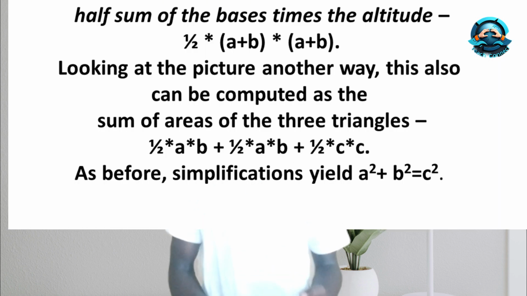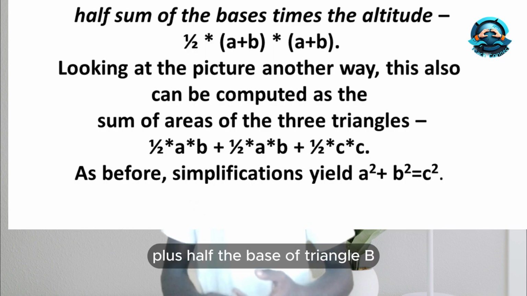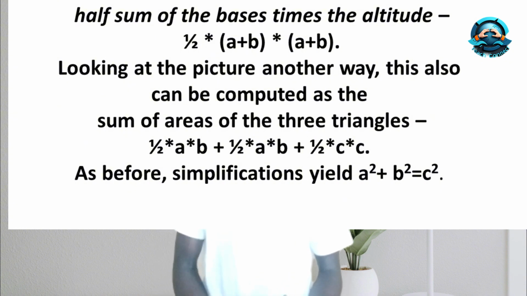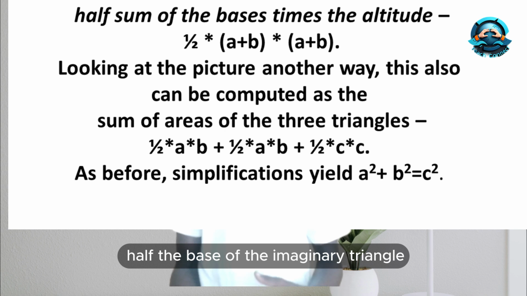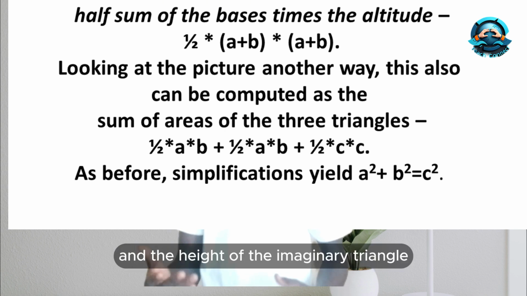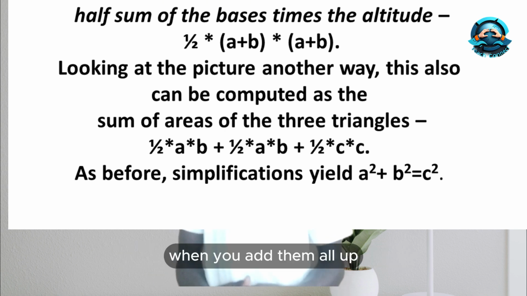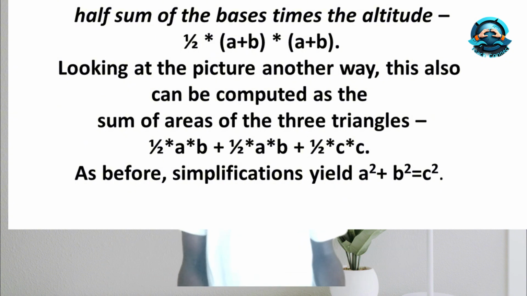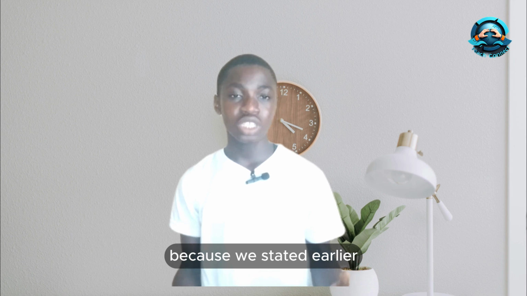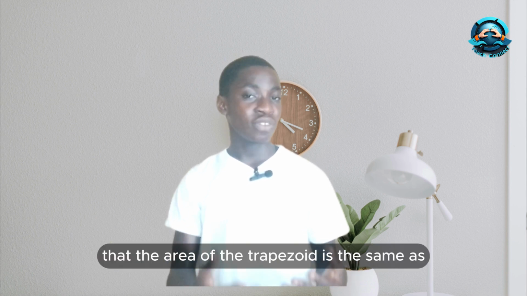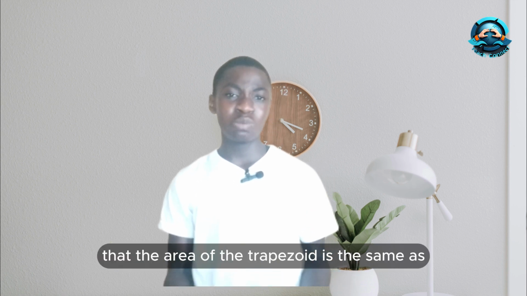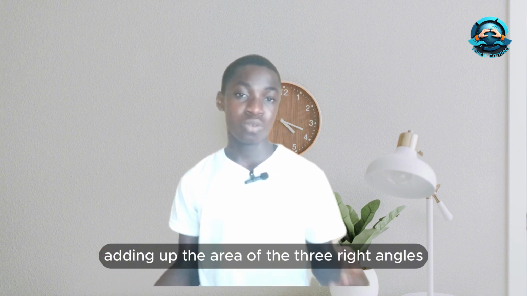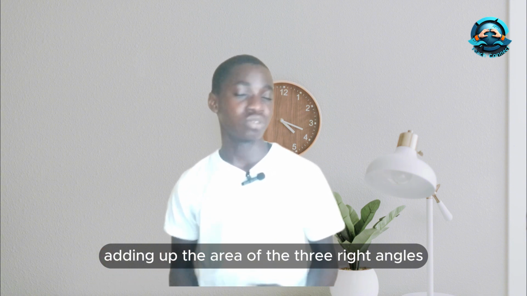So it is half the base of triangle A times the height of triangle A, plus half the base of triangle B times the height of triangle B, plus half the base of the imaginary triangle times the height of the imaginary triangle. When you add them all up, you should get the area of the trapezoid. Don't forget, we are doing this because we stated earlier that the area of the trapezoid is the same as adding up the areas of the three right-angled triangles.